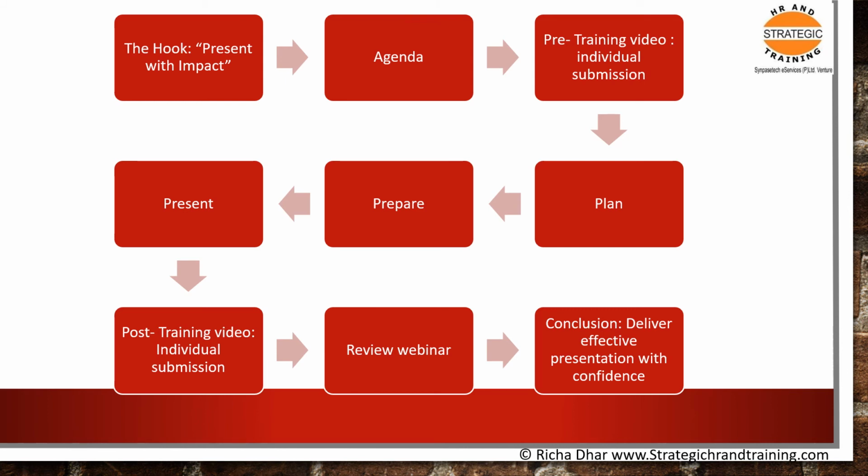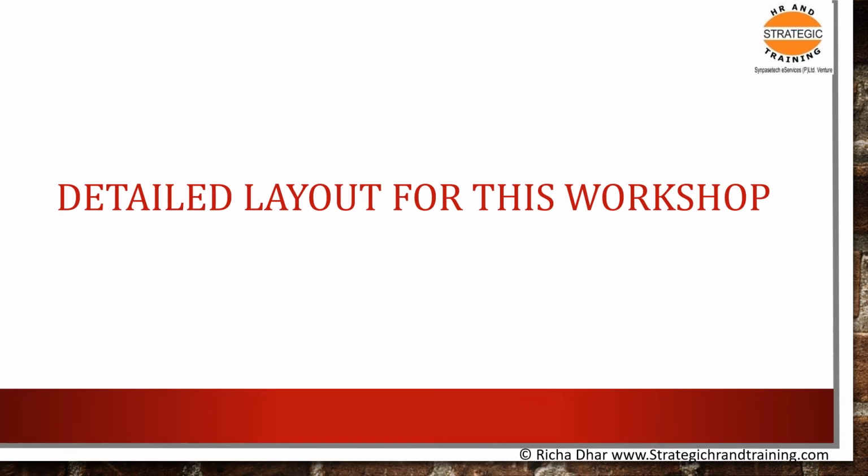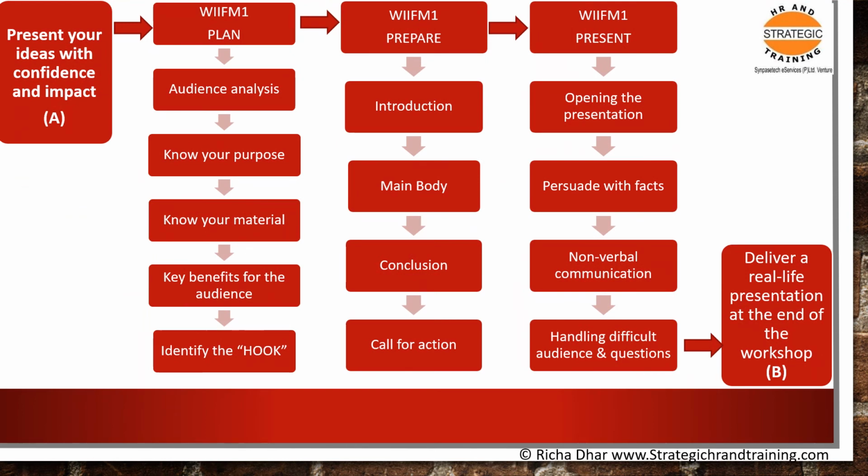Now to help you get a better understanding of this, I'll give you a detailed layout of this. So you start with A, present your ideas with confidence and impact. Move on to B, plan, and the plan is then, if you can see, further divided into 5 components. Prepare is further divided into 4 components. Present is further divided into 4 components. And then your journey reaches the conclusion part of it. So this is how a map, or an outline, is designed.